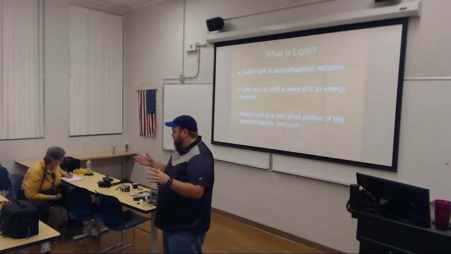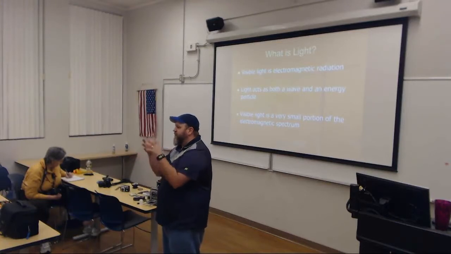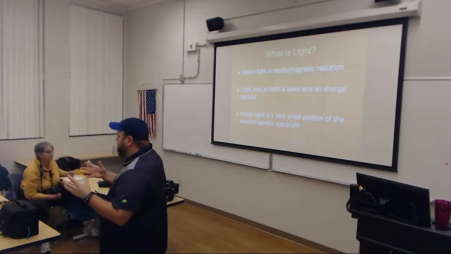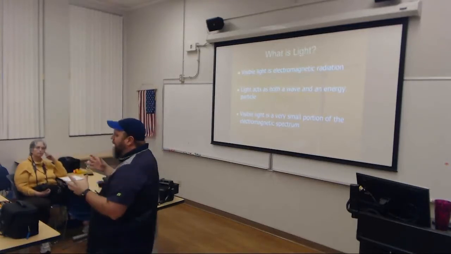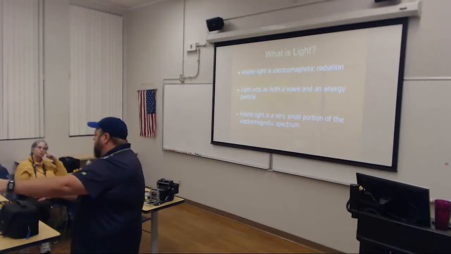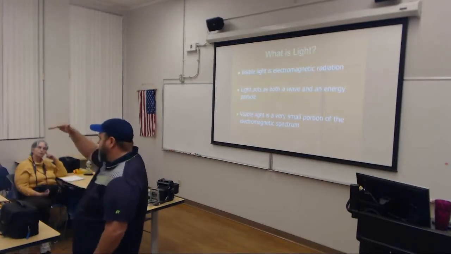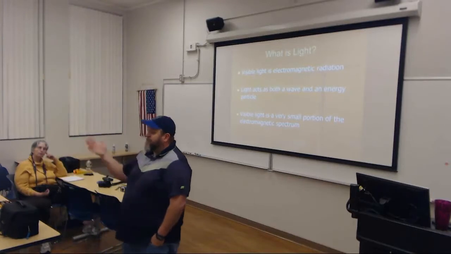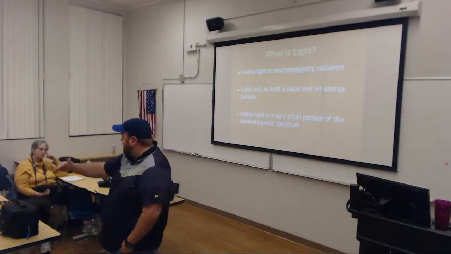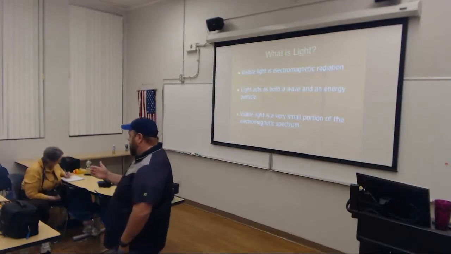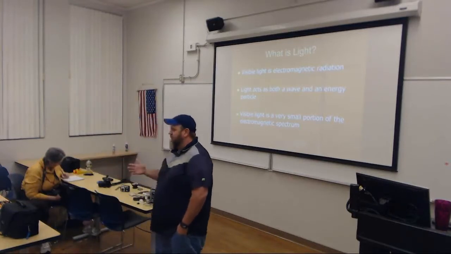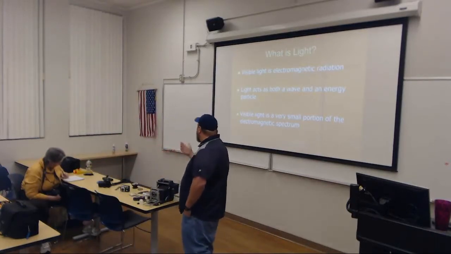Light consists of bundles of energy, packets of energy, which we call photons. But when that energy travels from one place to another, it travels in the form of a wave. So light acts as both a particle in the form of a photon, but when it moves, it travels in the form of a wave. We're going to think of light more in its wave-like manner when we talk about it.